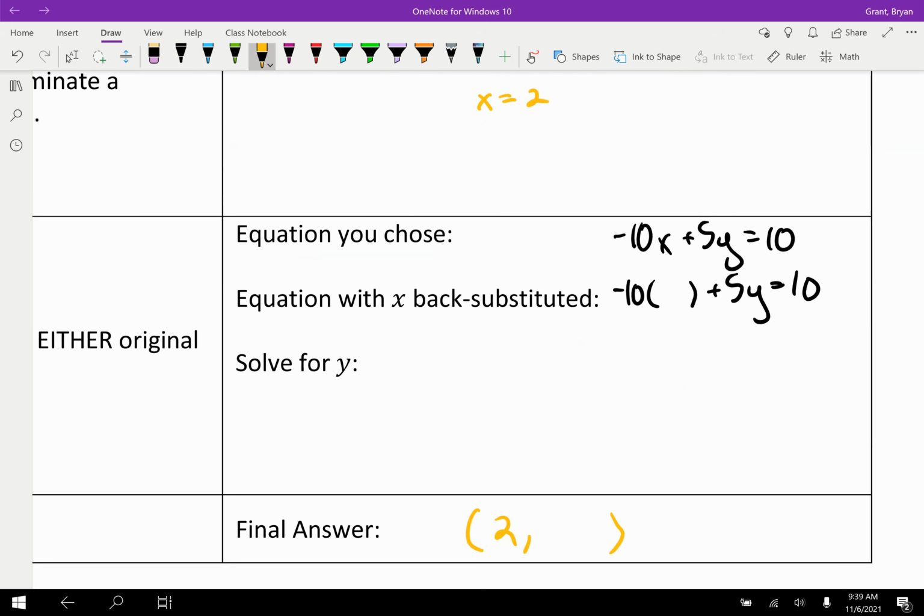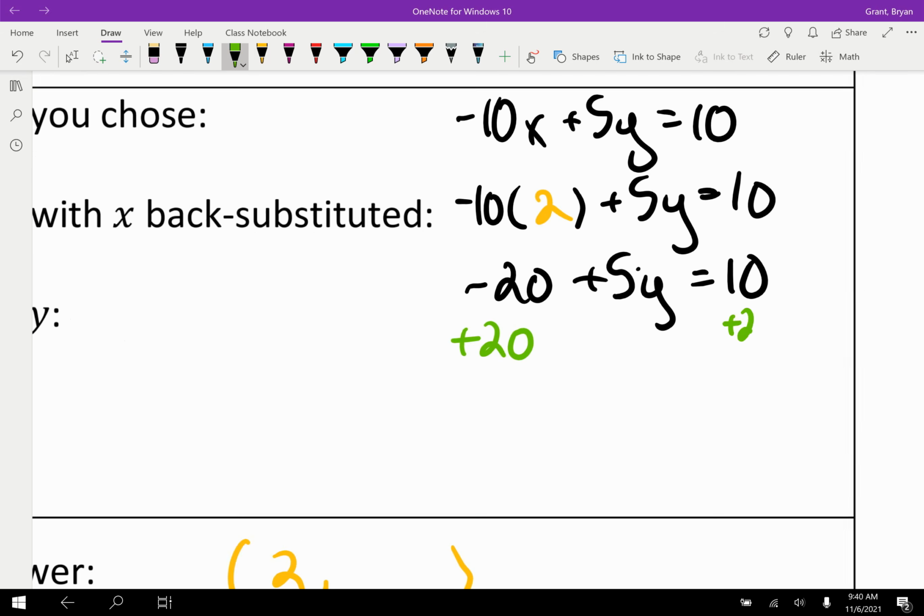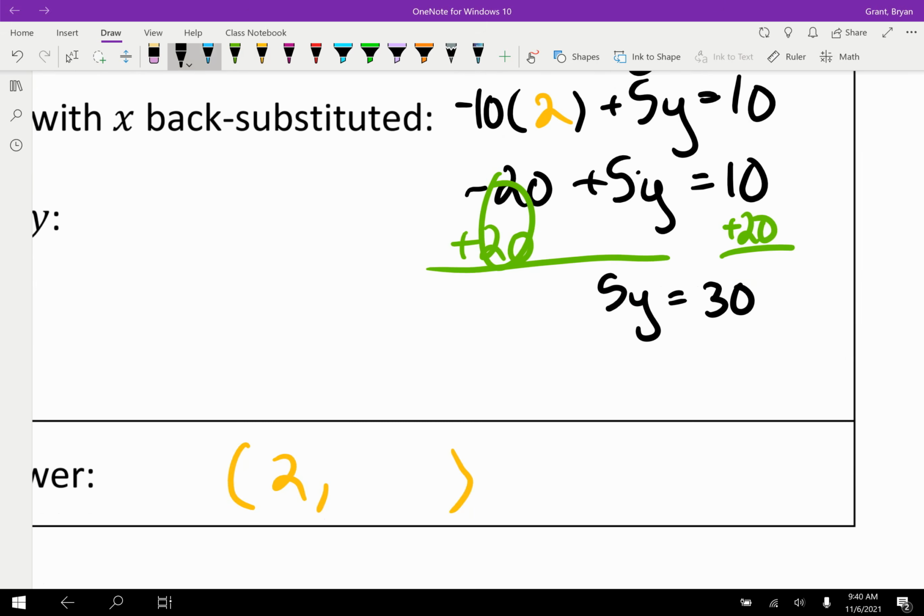So I'm going to go ahead and replace my x with 2. That gives us negative 20 plus 5y equals 10. Two numbers attached to y. 5 is multiplying, 20 is subtracting. So I'm going to add 20 to each side. This gives us 5y equals 30. And then you say 5 times what is 30, or another way to phrase that is if you do 30 divided by 5, what do you find? Well, 30 divided by 5 is 6.